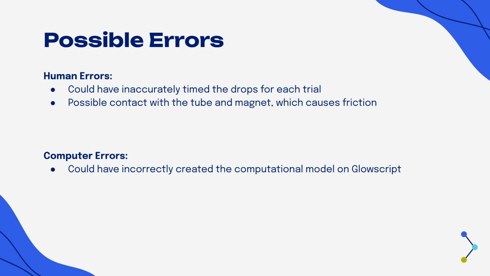So for possible errors, for human error, I could have inaccurately timed the drops for each trial, and possible contact between the tube and magnet could have been made, which causes friction. For computational errors, I could have incorrectly created the computational model on GlowScript.